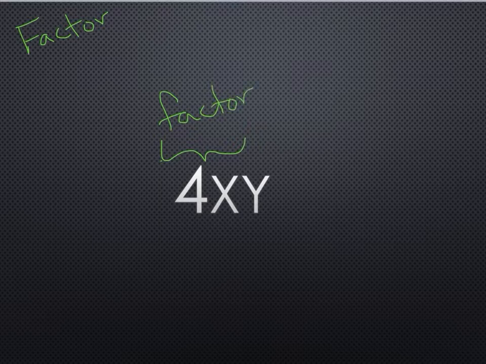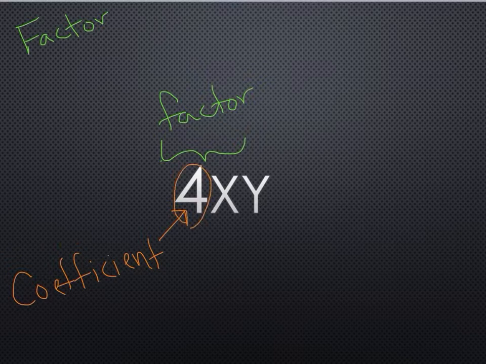Inside, we have a couple more things. We have something called a coefficient. A coefficient is the numeric factor of a product, including a variable. It's the numeric part of the factor. Our coefficient is 4. So our factor is the whole thing. Our coefficient is the number that comes before everything.